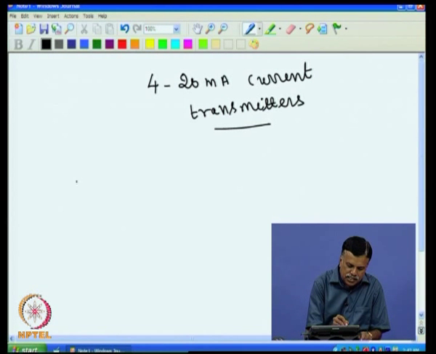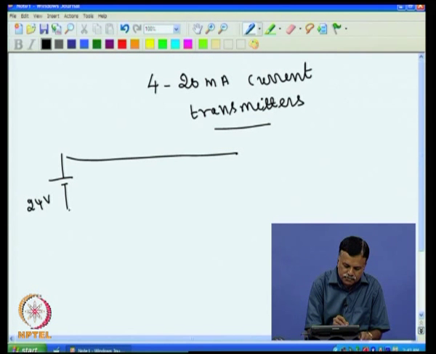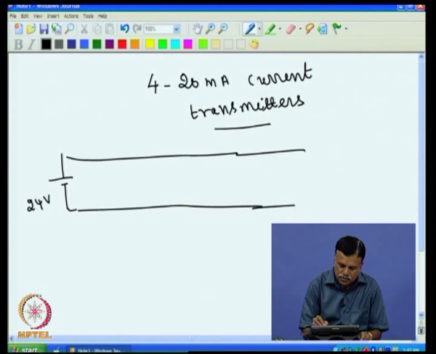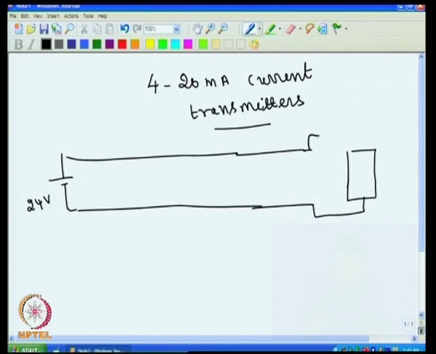Overall, it looks like this. Normally, what is done is that you have a supply, like a 24 volt supply, normally used in the industry. Then they run two long wires like this. Typically, this is in the control room, and this is at the site. You have this 4-20 milliampere current transmitter.